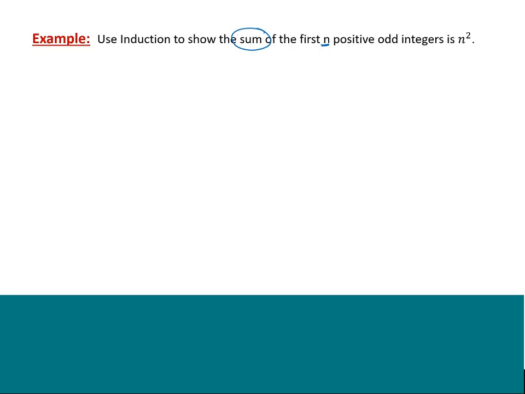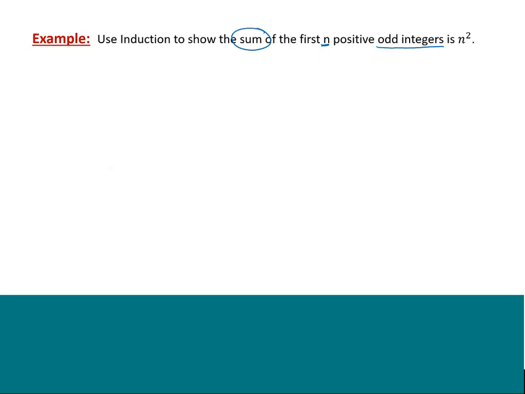Okay? Now, technically speaking, you could actually start at n equals 0. The first 0 odd integers, well, there's none of them, so you say 0. And that sum of nothing is 0, and 0 squared is still 0. I'm not going to be that crazy. We're just going to start at 1 because that's naturally where we start thinking about counting things.